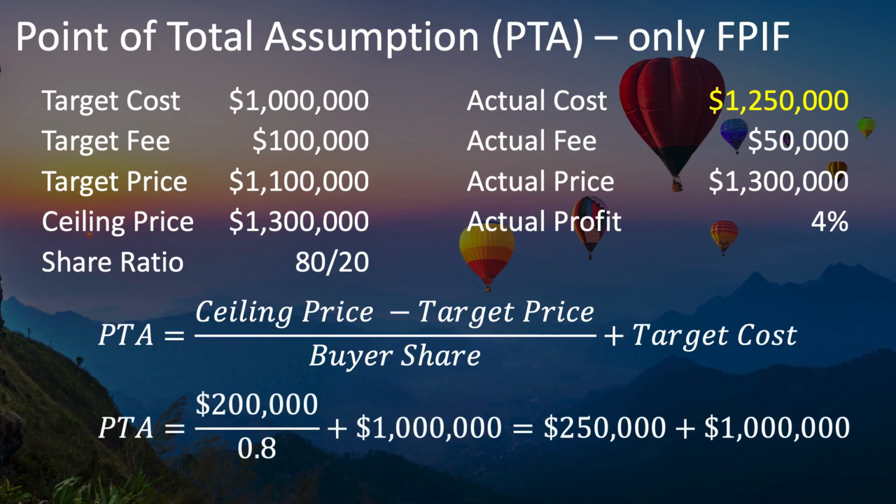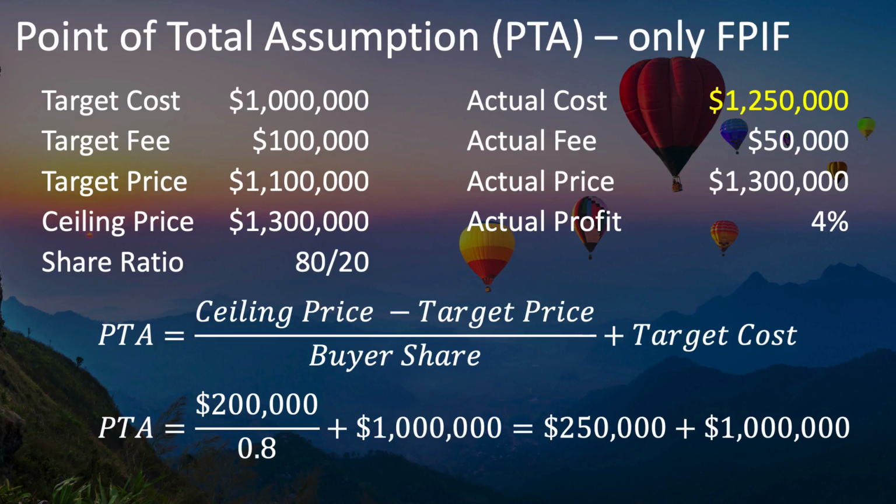Now let's plug in the numbers. The ceiling price minus the target price is the range of cost overrun sharing, which is between $1.1 million and $1.3 million, or $200,000. Divide that by the buyer's share of the share ratio, or 80%, and you have $250,000 worth of cost overruns before the buyer stops paying for any more of it. Add this to the target cost of $1 million, and you have $1,250,000.